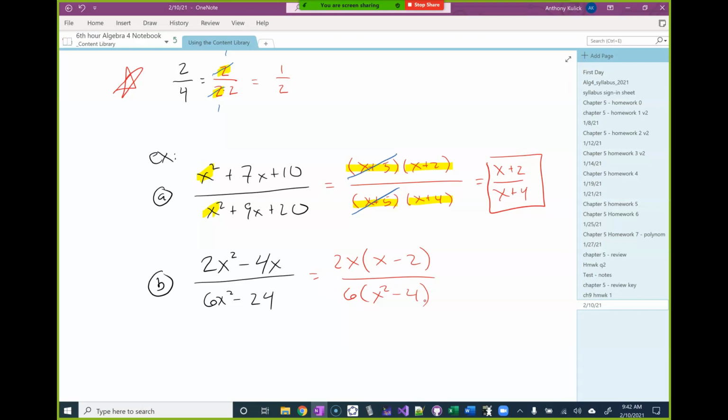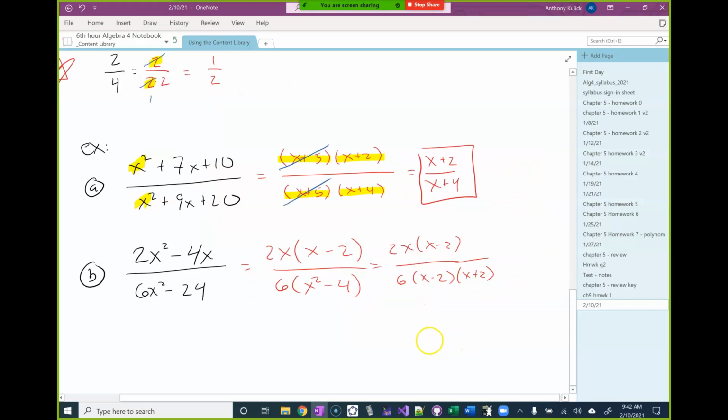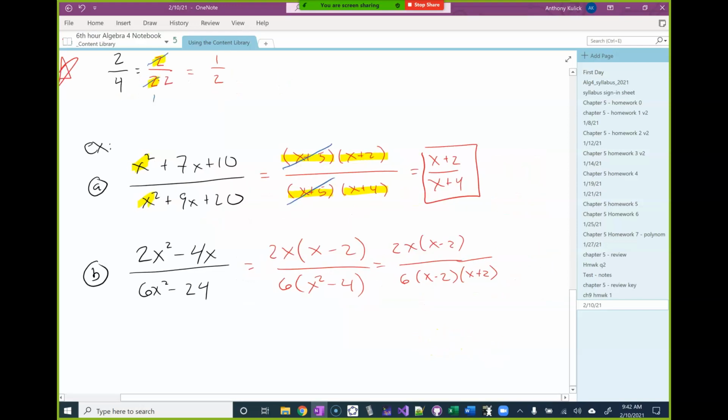Can we do anything more with that? Yeah. Great. That is a difference of two squares, so it does factor to x minus 2, x plus 2. Can we do anything more with the x minus 2 or the x plus 2? No. So we factored this as far as it can go.